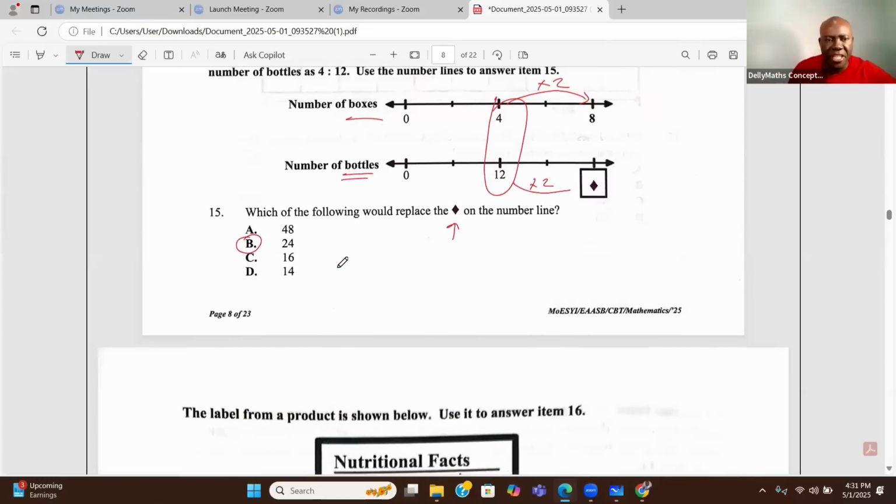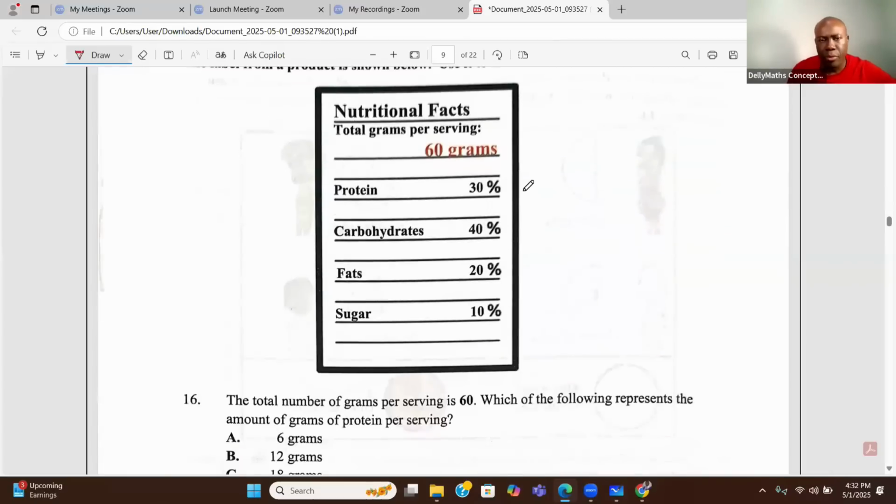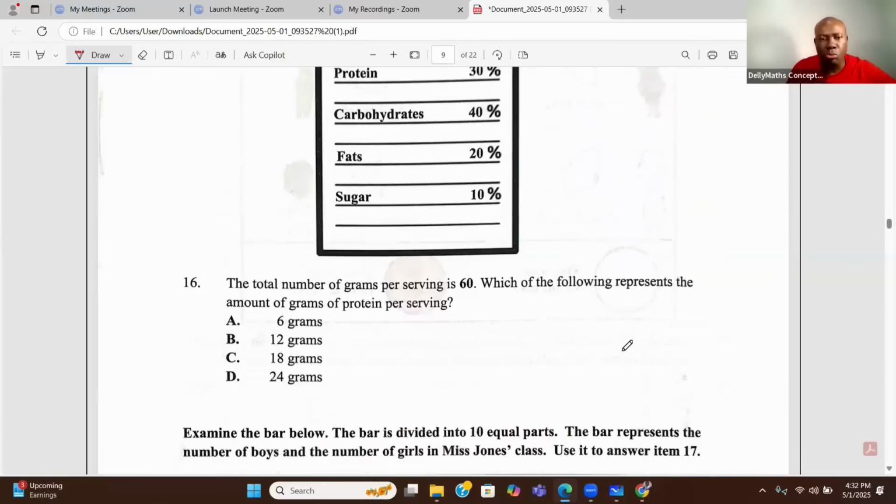It says question 15, we just did 15. Number 16 says that the label from a product is shown below. So what we're looking at here is we have nutritional facts, total grams per serving, 60 grams. So out of that 60 grams, we actually have protein to be 30%, 40% to be carbohydrates, fats, and so on, sugar, and it goes on to more.